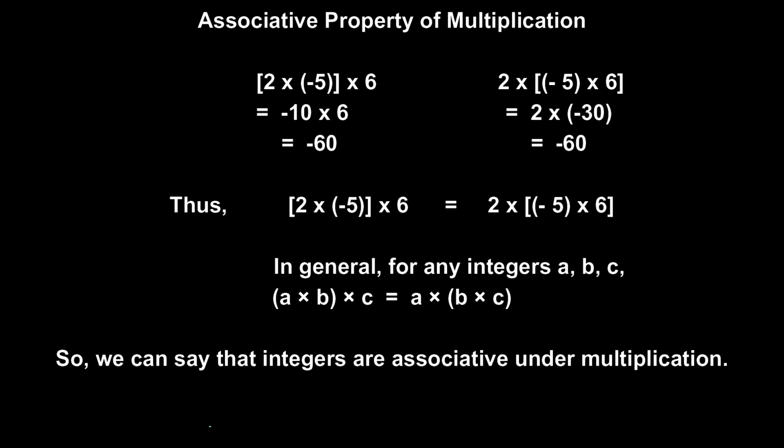So in general, for any integers a, b and c, the group of a and b multiplied by c, and a multiplied by the group of b and c, is going to give me the same answer. So we can say that integers are associative under multiplication, because we are getting the answer also as an integer. But the associative property does not hold for subtraction and division. Let's see with an example.